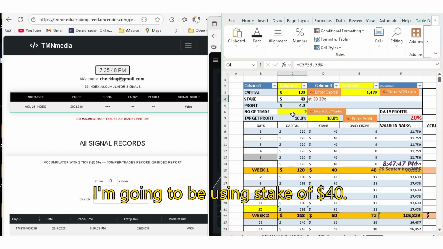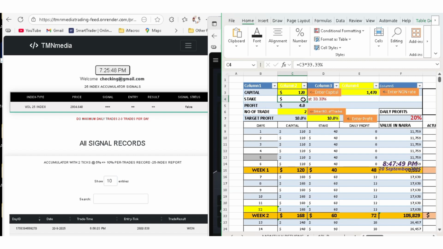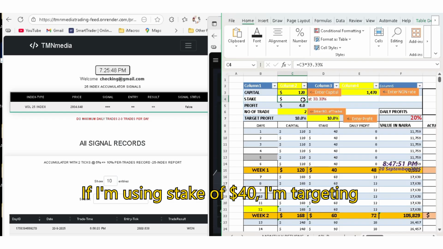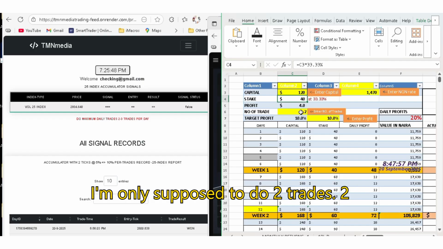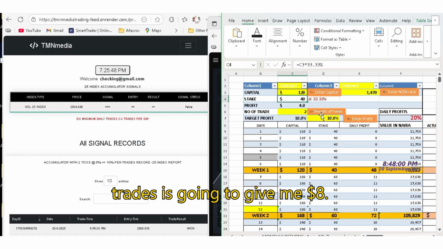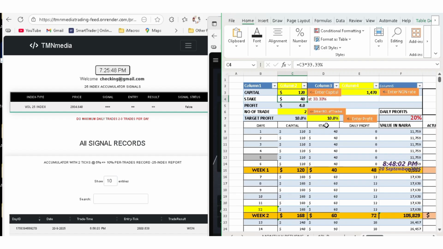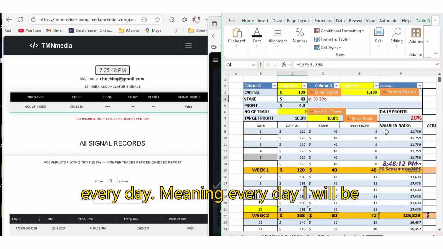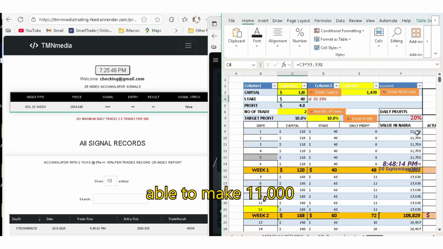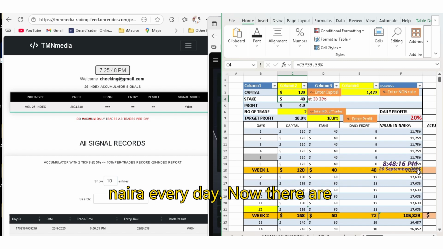It says I'm going to be using a stake of $40. If I'm using a stake of $40, I'm targeting so that I can make $4 per trade. And I'm only supposed to do 2 trades. 2 trades is going to give me $8. Are you getting me now? 2 trades will give me $8. This $8 is what I'm expecting to make every day. Meaning every day I will be able to make 11,000 naira.